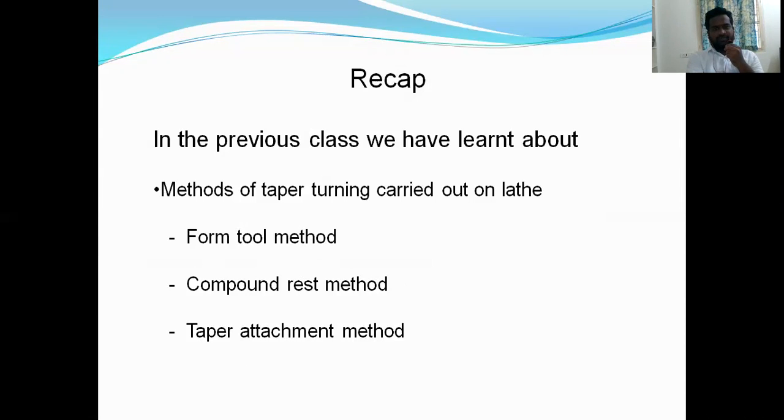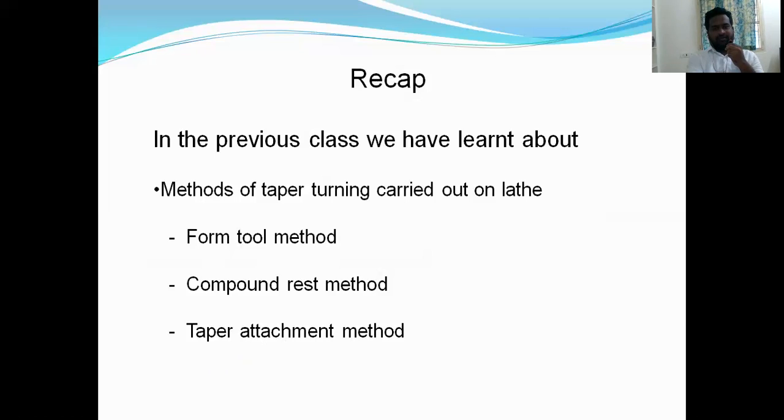In this taper attachment method, we need a special arrangement, that is a bar stock, and it has a bar with graduated angles, graduated degrees. On that bar stock, the bar is swiveled to the required angle. This bar is attached to the cross slide in the opposite direction. To do this operation, the cross slide is not connected with the cross slide mechanism. It is attached to the taper attachment.